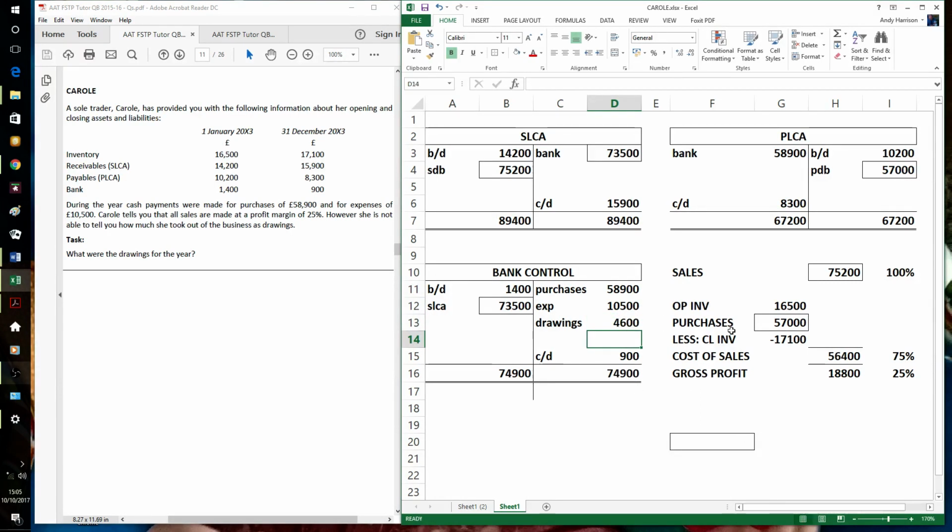So we've used margins, knowledge of a trading account, knowledge of control accounts to reconstruct and work out the lady's drawings. As we know how much is actually taken out of the business from the profits, minus drawings plus the opening capital is her new capital, so we're well on our way to completing an appropriate set of accounts for her.